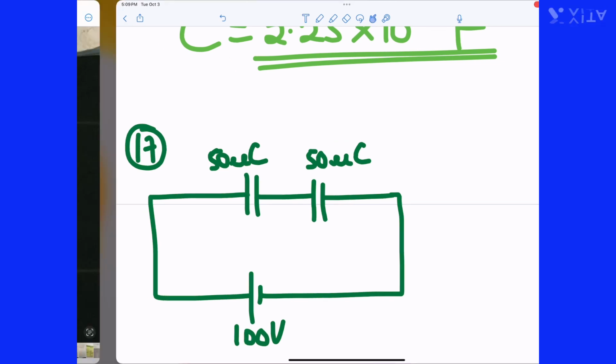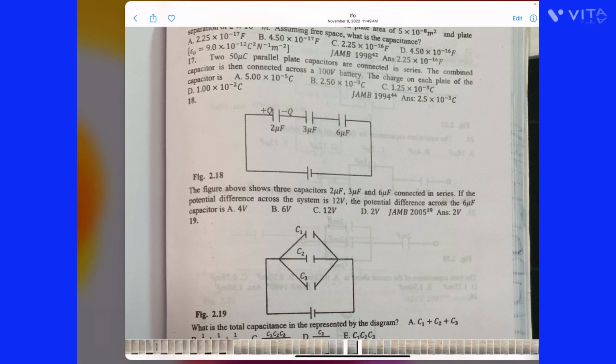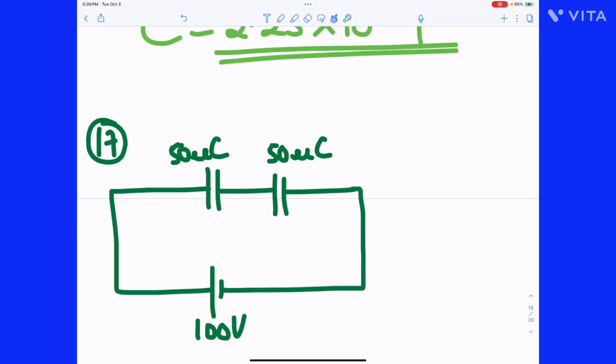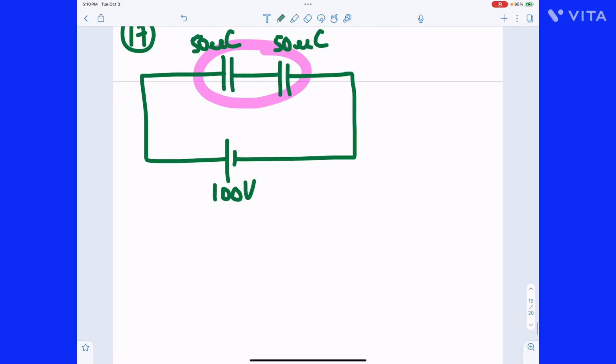The question says the charge on each plate of the capacitor is, how do we get the charge on each plate of the capacitor? That's easy. First thing, let's find the total charge of these two put together and call it Q total. Now, the total charge on the two, Q total, is equal to what?